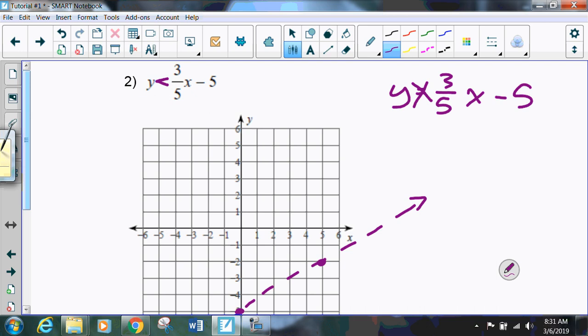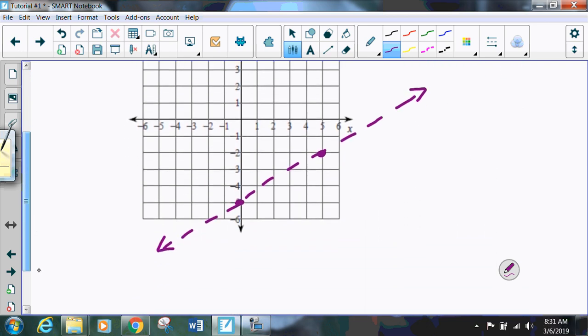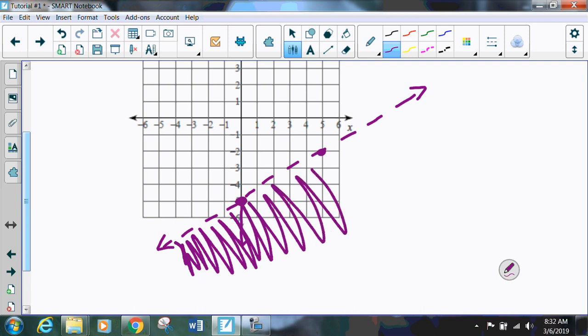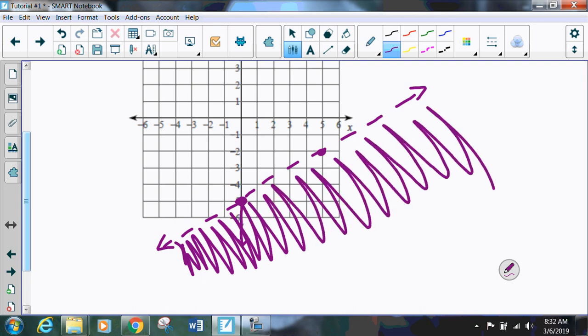So to find out where we should shade, if y is less than this line, I'm going to put the point of my pen or pencil on the y-intercept and say, what's less than negative 5 on the y-axis? Well, all the numbers going down the y-axis are going to be less than that, which tells me my shading is down from the line. Okay, so hopefully you're catching on that the only new thing about today is deciding whether to use a solid or a dotted line to connect our 2 dots and where to shade.